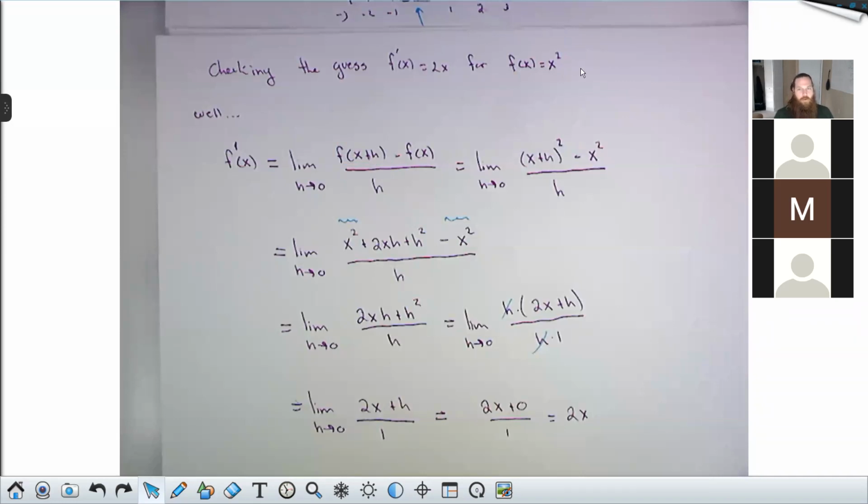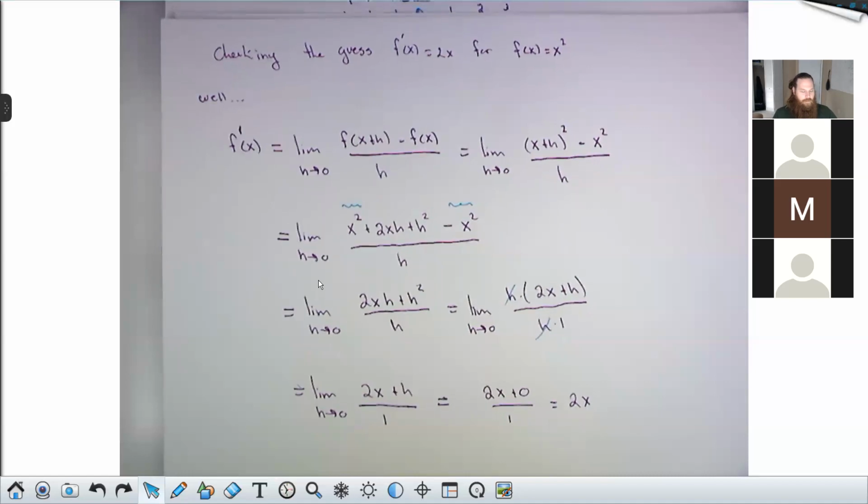F of your mom would be your mom squared. F of anything is that thing squared. So f of x plus h is x plus h squared. All right. Other questions on this calculation?